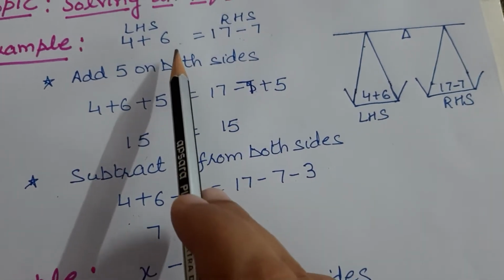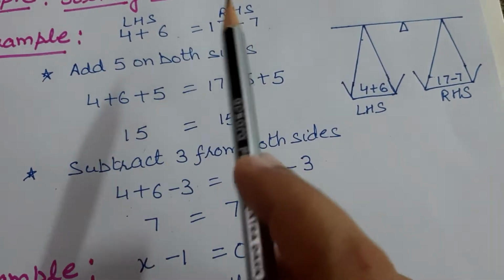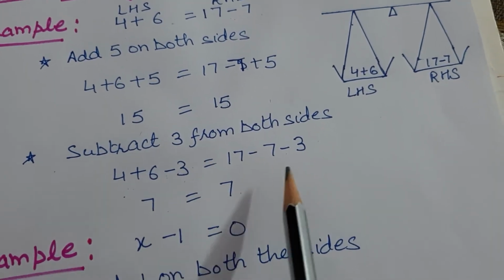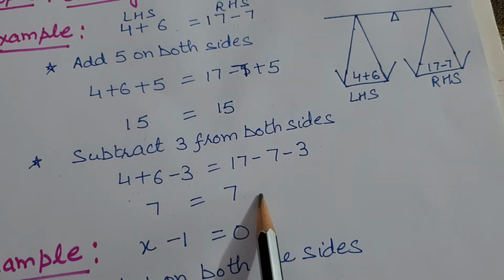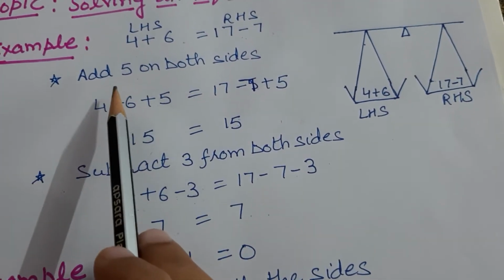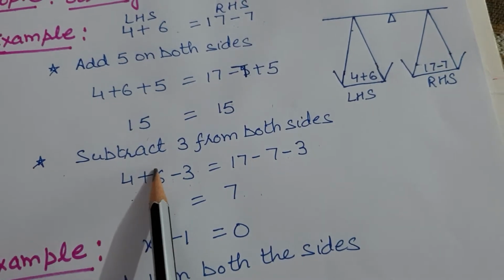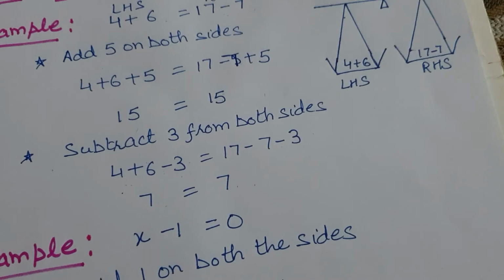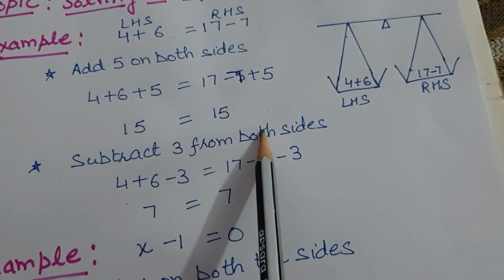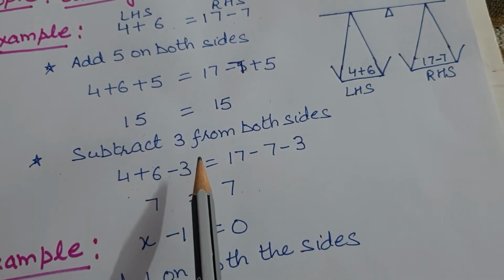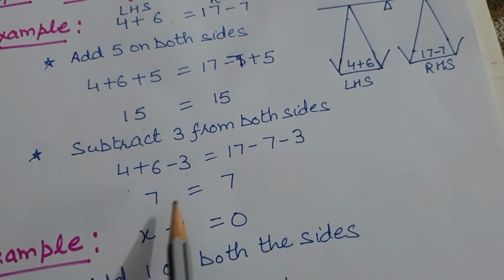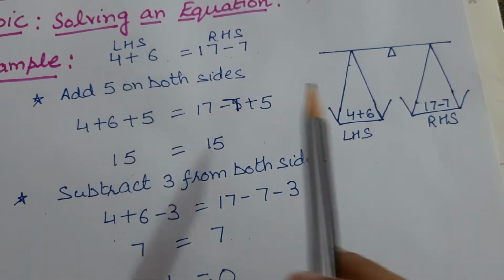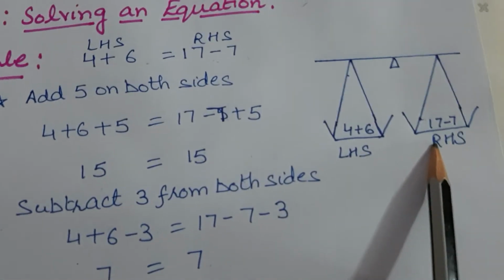If we are adding any number on both the sides, the result will be the same. If we are subtracting any number from both the sides, the result is the same. Similarly, in case of multiplication and division also it is true. If we multiply any number on both the sides, the result will be the same, or if we divide by any number on both the sides, the result will be the same. It means an equation is just like a physical balance.